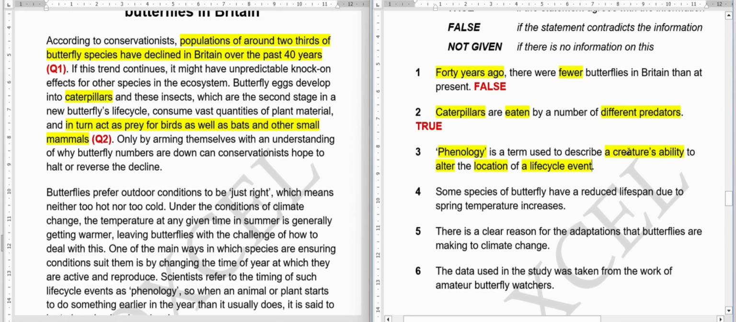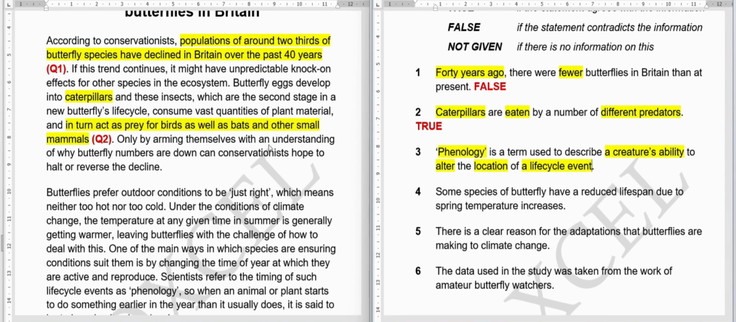But if phenology is describing something else, so it's describing a creature's ability to modify its body, change its color, meaning to say not location of life cycle event, but it is describing something else. So the answer will be false. Good. And when we know this term, but we don't know what it means or what this term is used to describe, we will say the answer is not given.